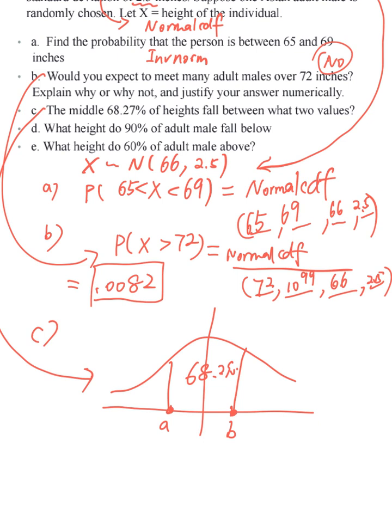68.27% of observations. If you have a look at the empirical rule, you will find out within one standard deviation we have roughly 68% of observations. So for this A value, it will be mean minus one standard deviation. For this B value, it will be mean plus one standard deviation. So we will have 68% of observations between these two values. And you can calculate and get the values of A and B.